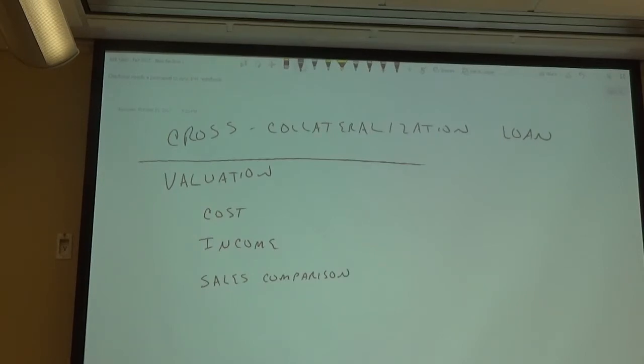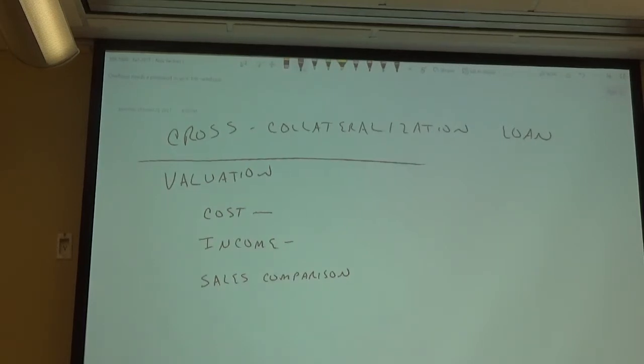The cost approach is based on the construction cost of the property that you're trying to set a value for. How much did it cost me to build that property plus my cost of land? With the income approach, which is predominantly what's used for commercial properties, all the value is really derived from the rental revenues the property generates on an annual basis.